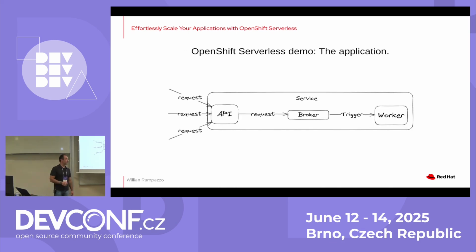This is our application. We're going to have an API. This API will receive requests. This is a pod running, and then it will forward the request to the broker. The broker will trigger the worker. So the API and the worker are the serving functions, and the broker is the eventing function.